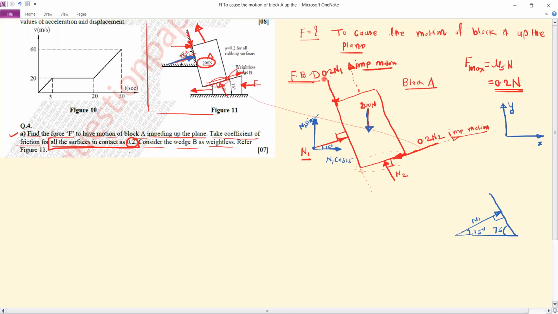Now this 0.2 N1, it is also inclined to the x or y axis. So we should resolve this force. We can resolve this force by considering a point on its line of action. So draw one component parallel to the y axis, and this component is parallel to the x axis. Now this angle we can find out. So this angle will be 75 degrees. Just observe this geometry.